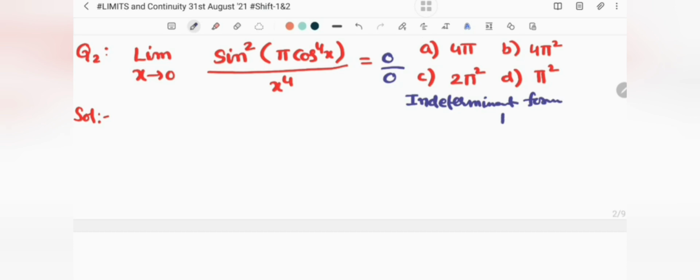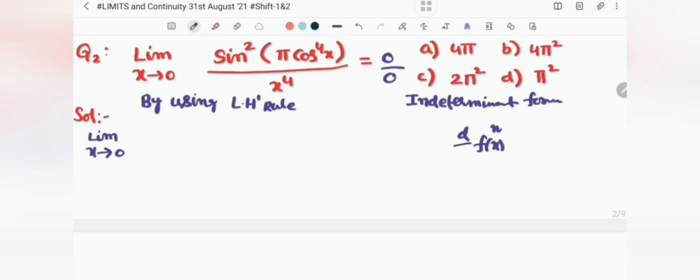So by using L'Hospital rule, differentiation of numerator and differentiation of denominator. Limit x tends to 0, sin square of pi into cos power 4x. It is in the form of f of x whole power n. Observe, dear students, whenever we differentiate d by dx of f of x whole power n, it means n into f of x whole power n minus 1.